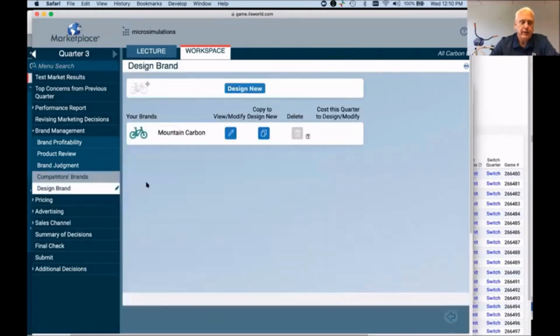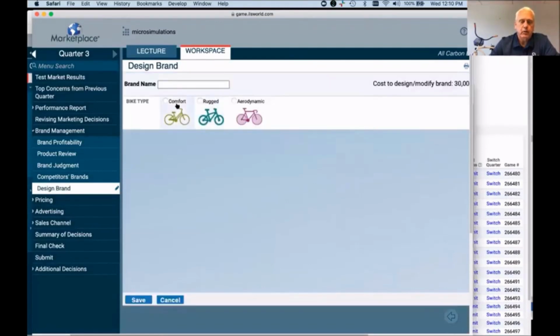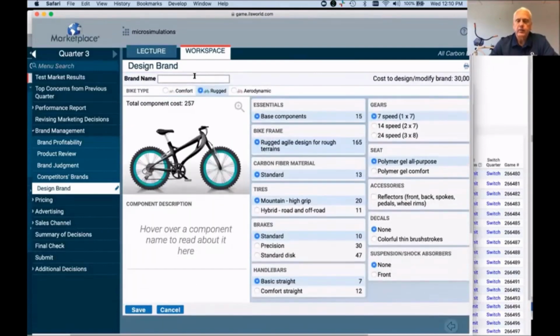And so I would design a brand, and I can actually create a new brand if I wished. So I will create another rugged bike, and it's going to be the Mountain Carbon. Okay, I ran out of characters, so I'm going to call it the Mountain Carb 2. All right.